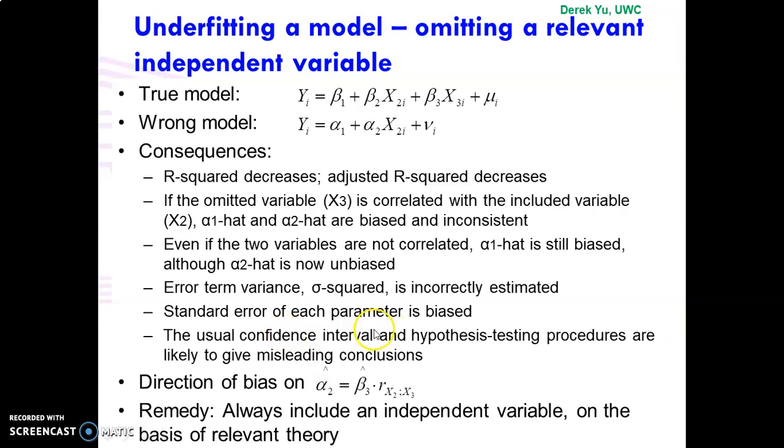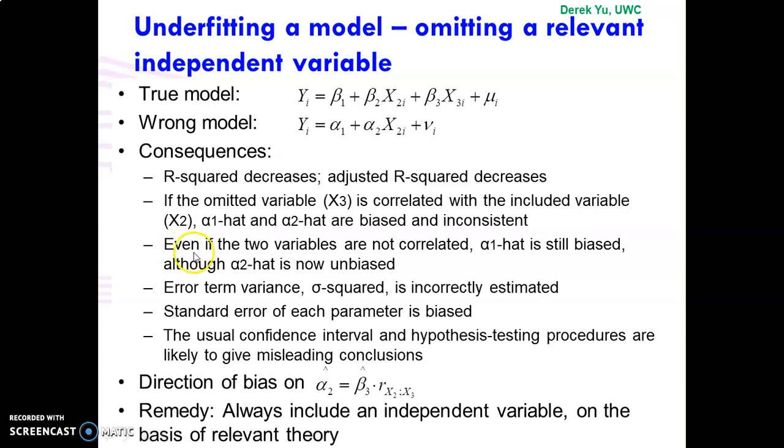And then standard error of the parameter is biased, but we don't know the direction of the bias. Remember, for overfitting, we know it is upward bias, but for underfitting, we don't know the direction of the bias. But as long as the standard error of the parameter is biased, then it would have impact on confidence interval and hypothesis testing, because they will become unreliable, giving you misleading conclusions.